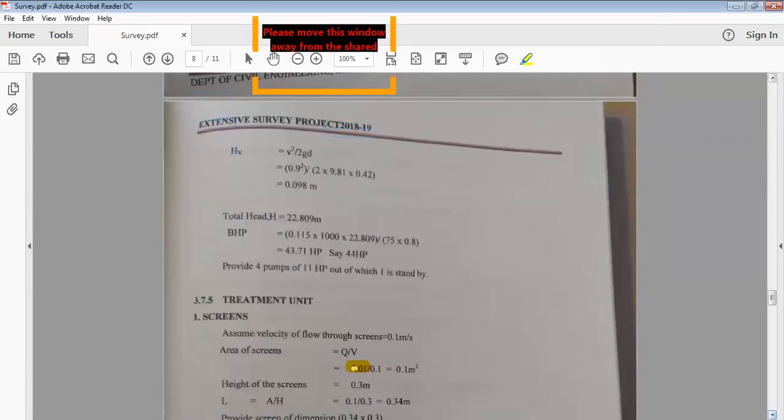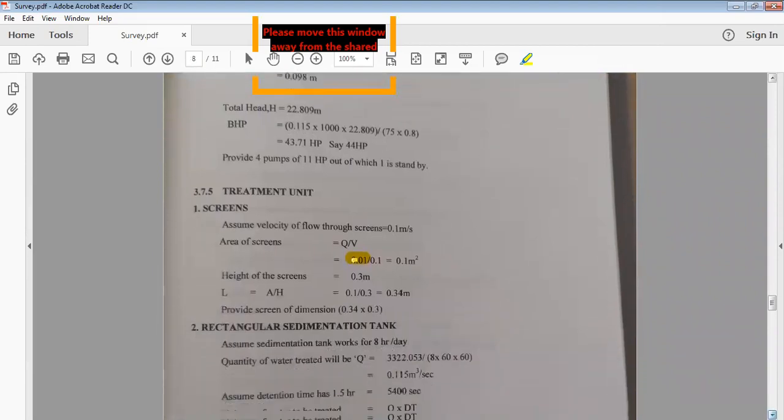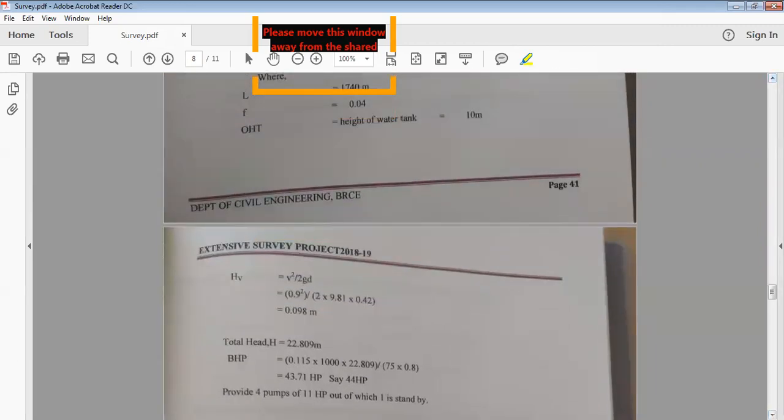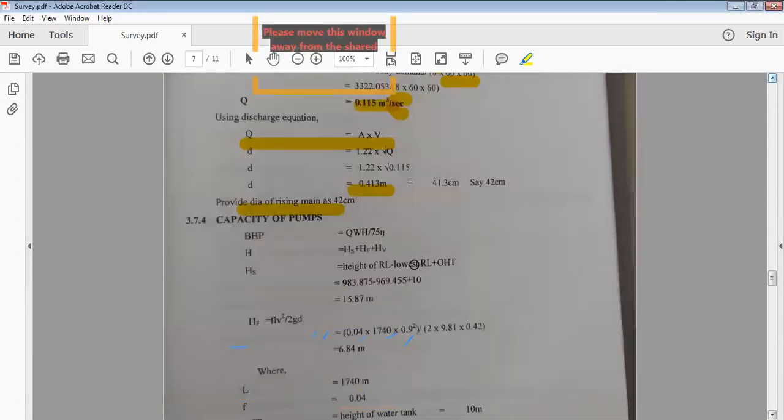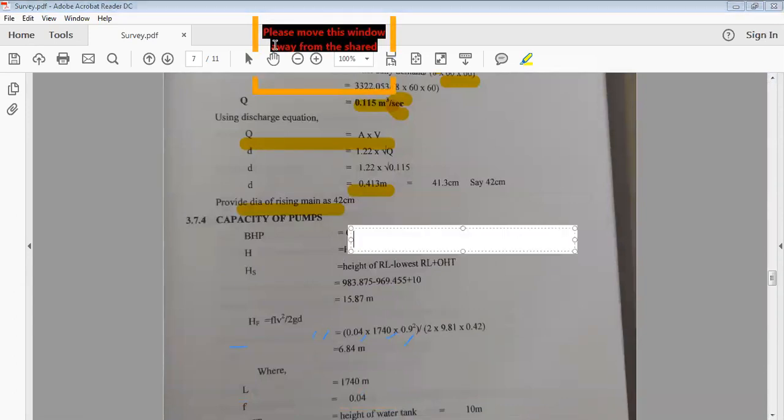Now the treatment plant is coming. We have calculated the pump's brake horsepower. At the end we put all the values here. This brake horsepower formula has Q, W, and H, then this 75 and this is the efficiency. With this formula, at the end we calculate how much power is required here. This is the formula.